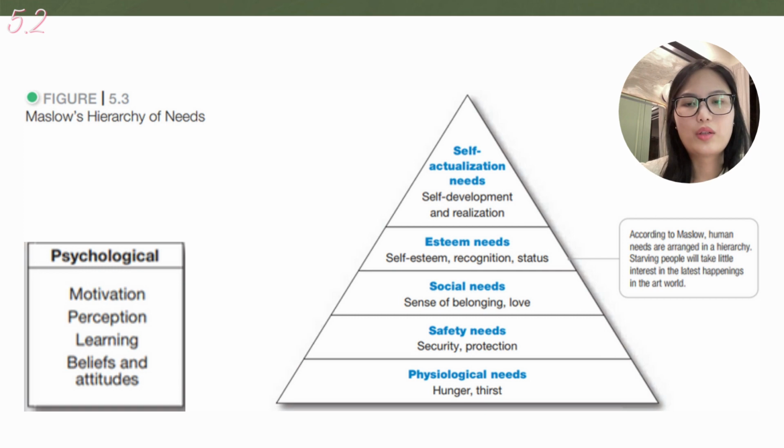The psychological factors are all about motivation, perception, learning, beliefs, and attitude. You can see a triangle here. At the top is self-actualization, which is very important, but it comes after the physiological needs. The physiological needs are at the bottom of the triangle, which means they are the basic needs of a human, and the top is the very high demands of a human.